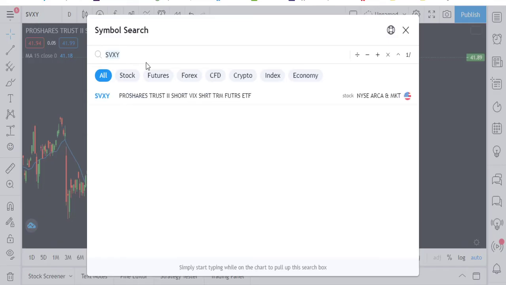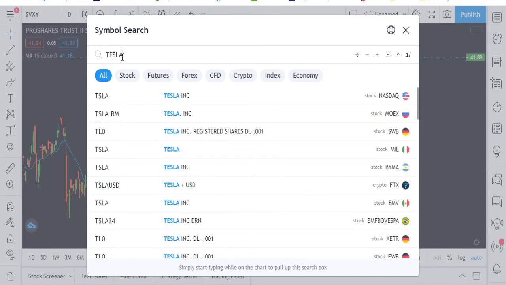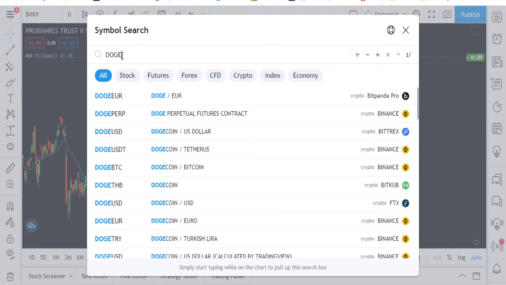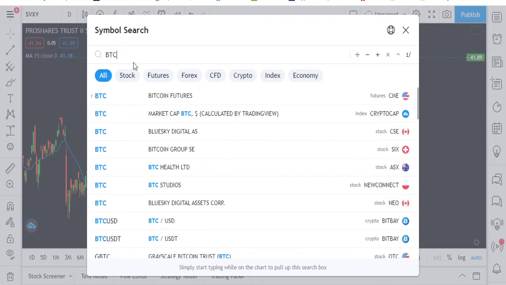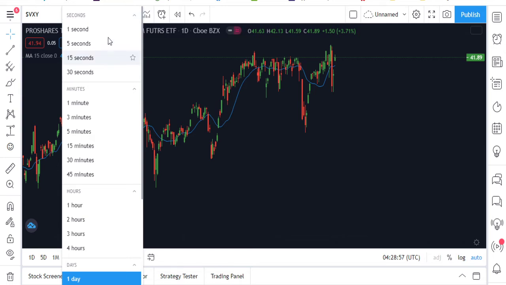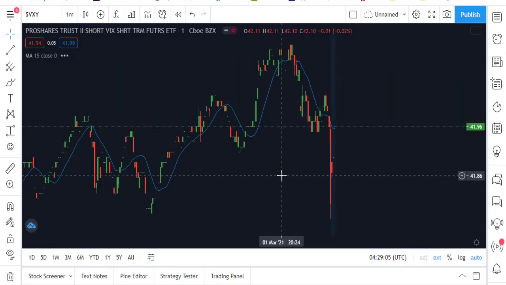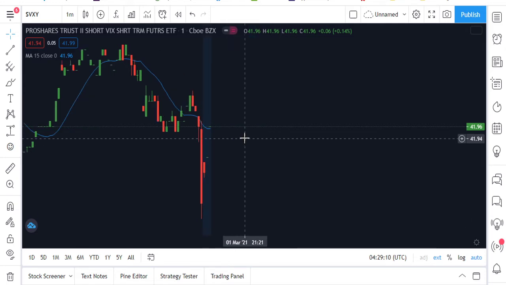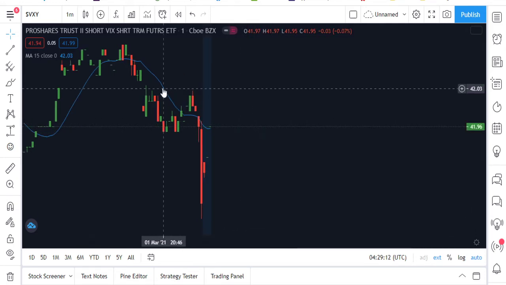So this is your ticker symbol search right here. You can type in your favorite stock, Tesla, AMC, Dogecoin, BTC, all your favorites. Here's your time frames. So let's say you're a savage trader and you want to get in, get out real quick. You want to, within a minute or less, buy, sell, boom, done.